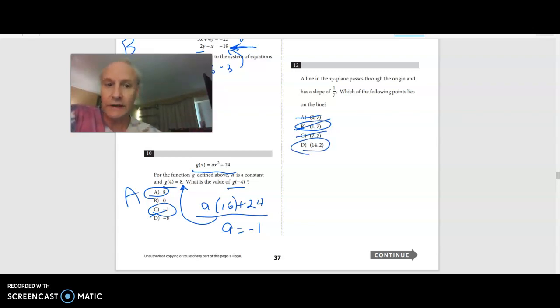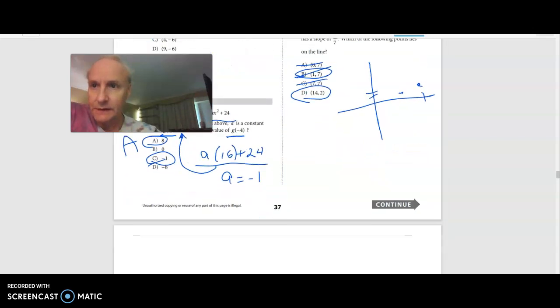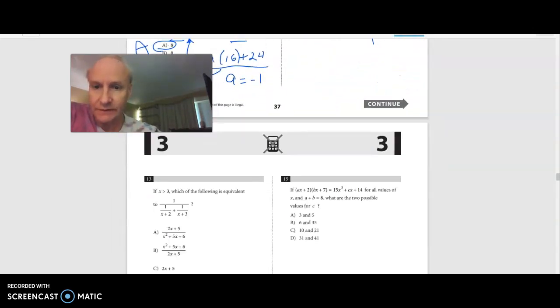And what I'm doing is I'm just visualizing it in my head. And 14,2 is out here at 14 and up 2, and we can see right away that that is a 1/7 slope. So the visualization worked for me on that one. So 12 is D. Let's see, what are we doing for time? Still have 5 minutes left. Okay.